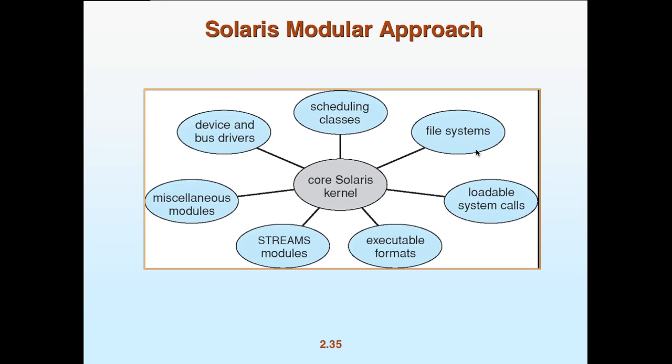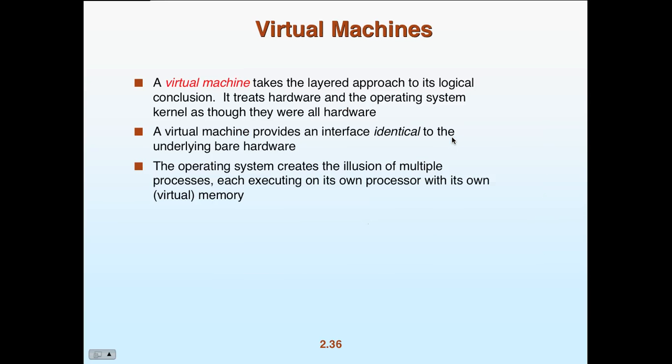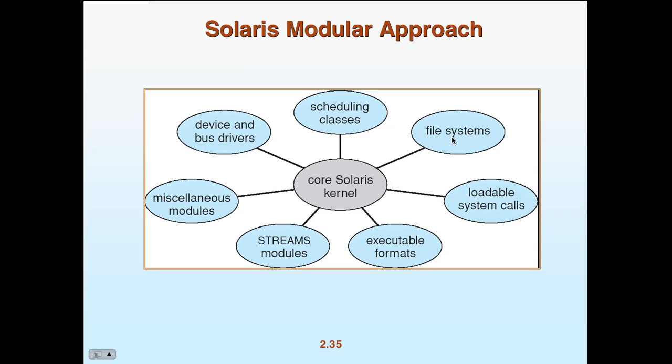So there's a Solaris module approach where we have a core Solaris kernel, and we have scheduling classes, file system, everything is loaded on. So this is small, and we have modules that we load on top of it. Think of the modules in the Windows comparative. I don't think I have a Windows slide on here. No, I don't. If you want to talk about Windows, these would be DLL files.